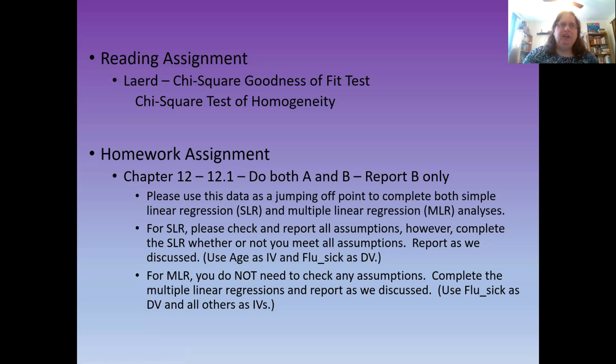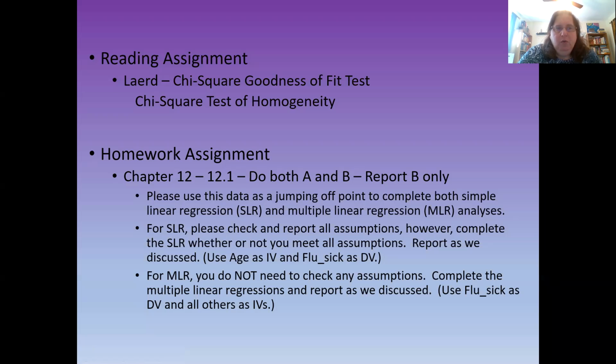So the reading for the next time would be in Laird, the chi-square goodness of fit, and the chi-square test of homogeneity. You will see that they are actually quite similar in nature, and we'll talk about that when we talk about the chi-square, but please go ahead and read both of those.